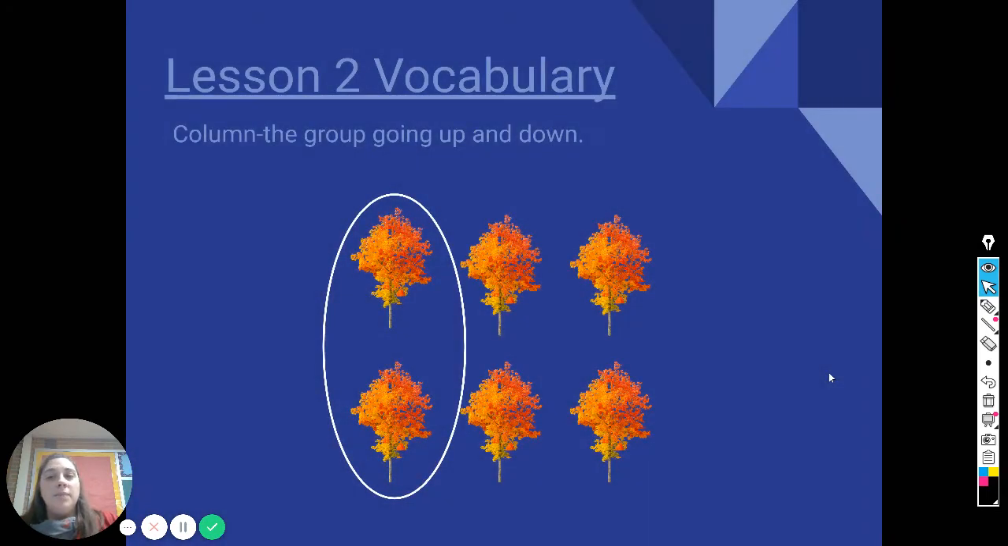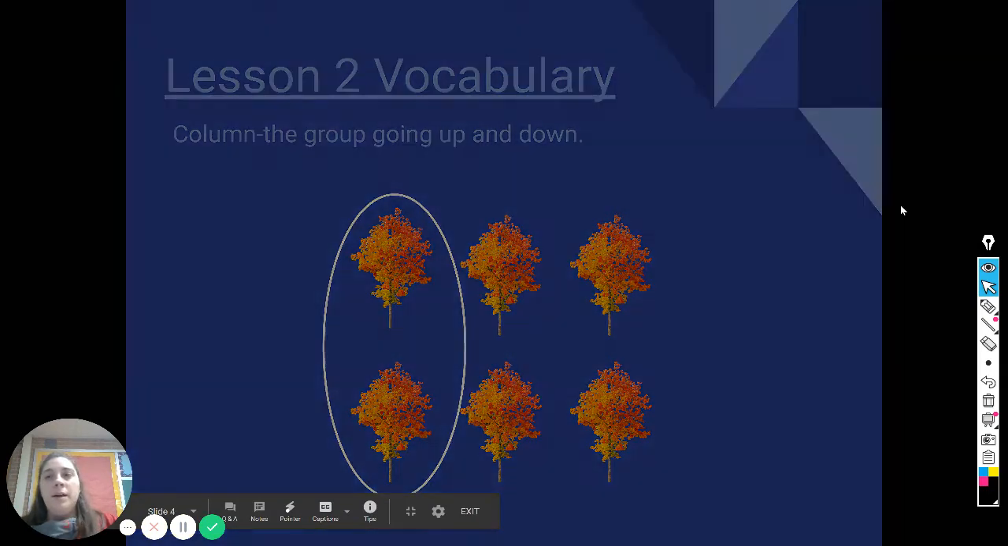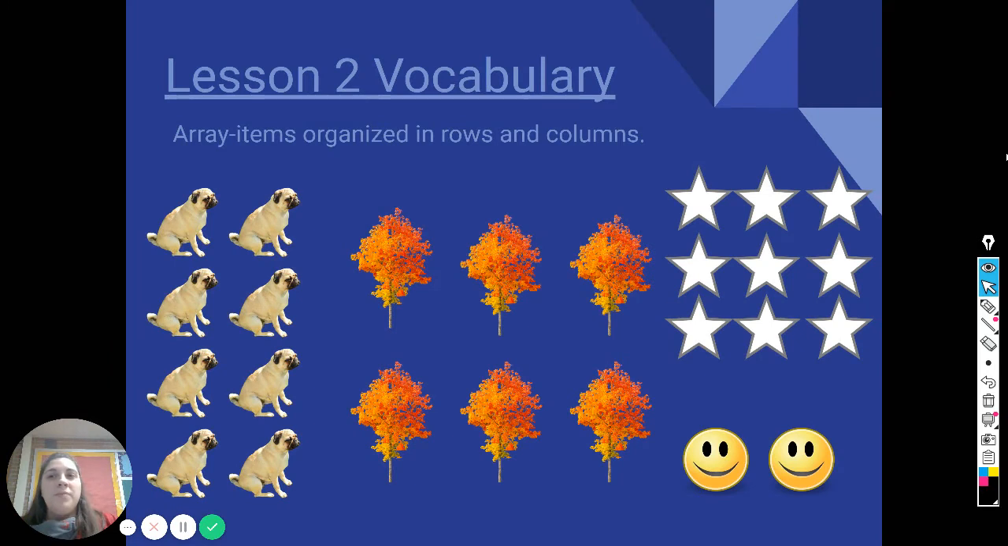A column is the group going up and down, and you can see I circled one column. It's the one that goes up and down or from top to bottom. Next is an array. An array is items organized in rows and columns. So you can see a few different arrays here, okay? The key to an array is that it is organized. It has rows and it has columns. So let's take a look.